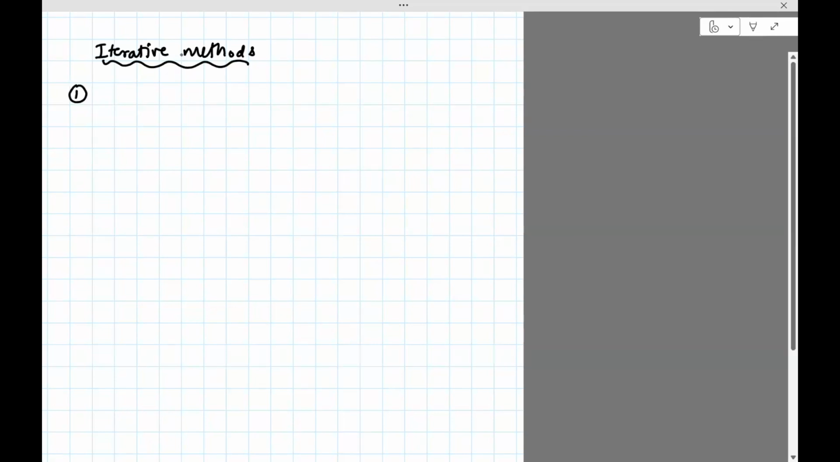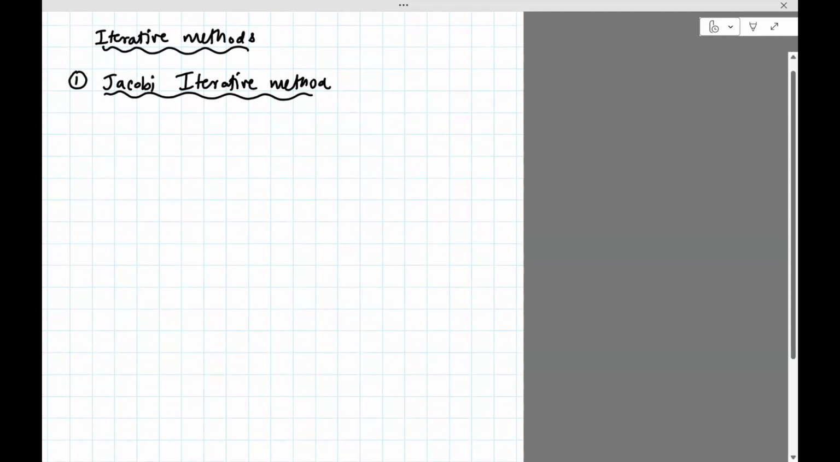Okay, the first method is called the Jacobi iterative method. And as usual, I'll give you the intuition and then we'll solve a problem. So here's the intuition.